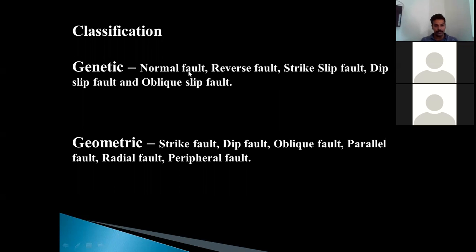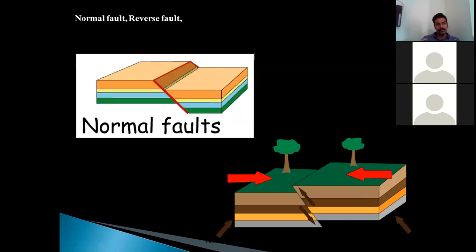Let us discuss the genetic classification first. The genetic classification is basically based on the process of its formation or the movement of the blocks. As we know, faults are the surfaces along which displacement has taken place. So let us see the first one, normal fault. What actually is a normal fault?